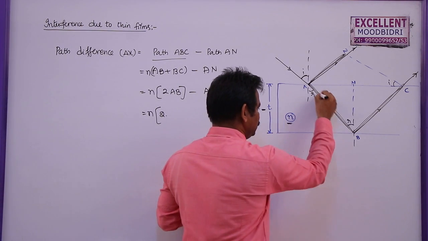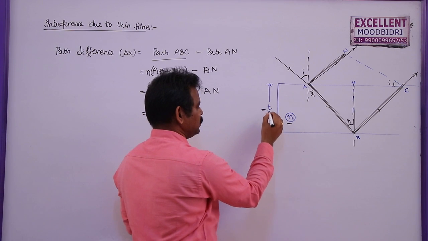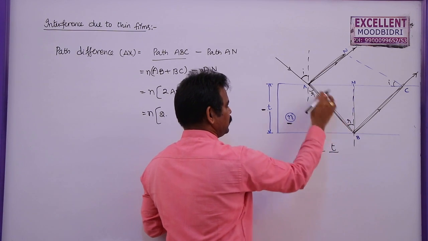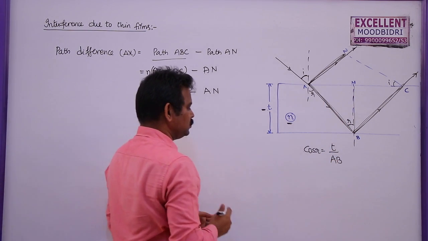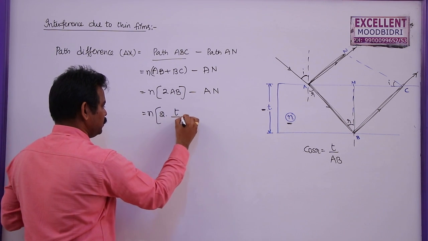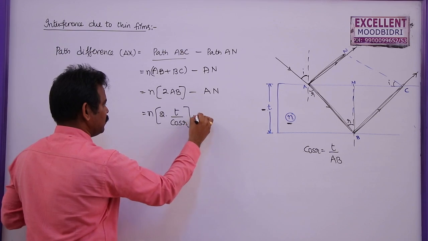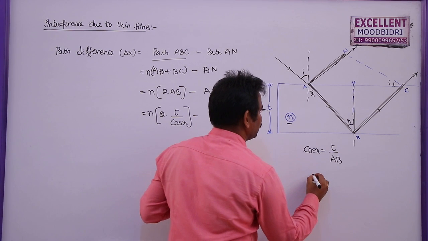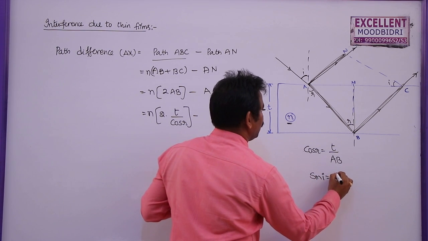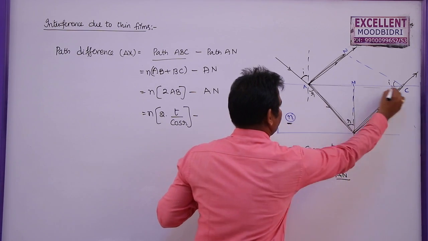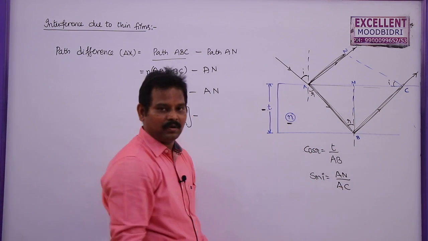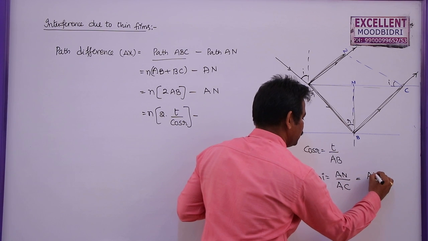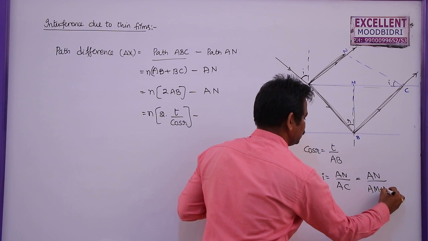Here we can write, this is AB, thickness of this glass plate is T, so we can write cos R is equal to thickness of glass plate by AB hypotenuse. So AB is equal to T by cos R. So T by cos R minus, what is AN here? Once again we have a right angle triangle here, which we can write sin I is equal to opposite side AN by hypotenuse AC here. But you can see this AC is AM plus MC. So this is AN by AM plus MC.